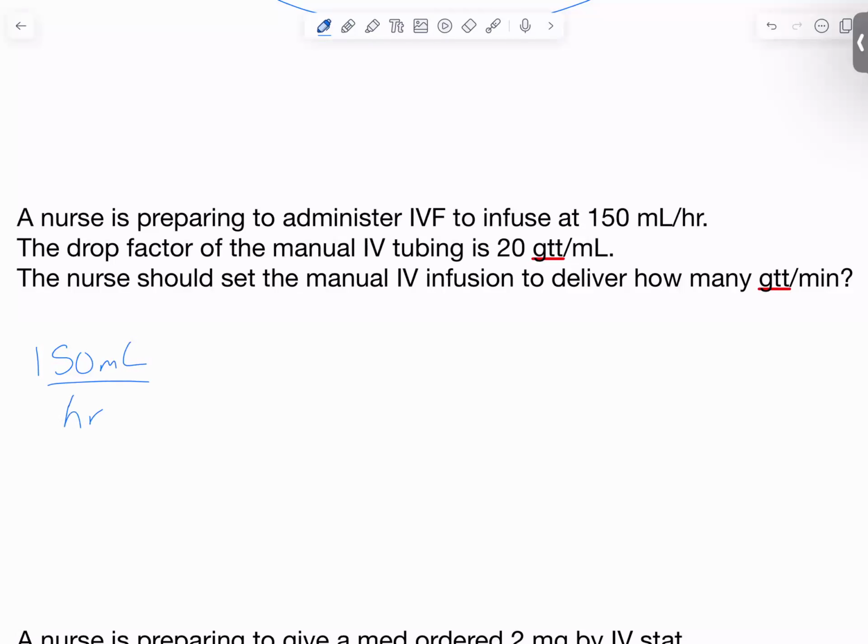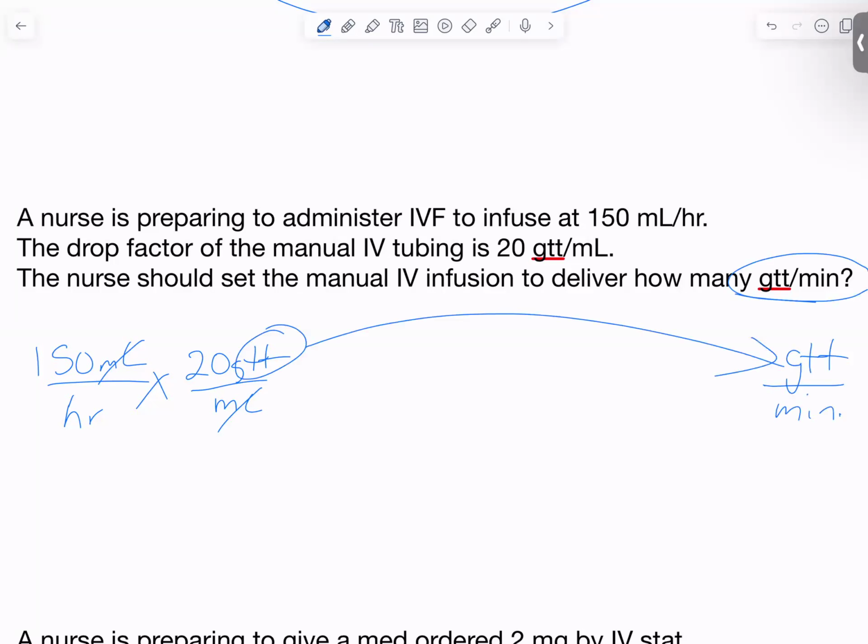And let's say the pump breaks. So you look at the IV tubing and it says it's 20 drops per milliliter. So 20 drops per milliliter. I'm solving for what? Drops per minute, if I don't have a pump. So I have my drops. So how do I get hour to minute? 1 hour, 60 minutes. It's that simple. And now it's just math.